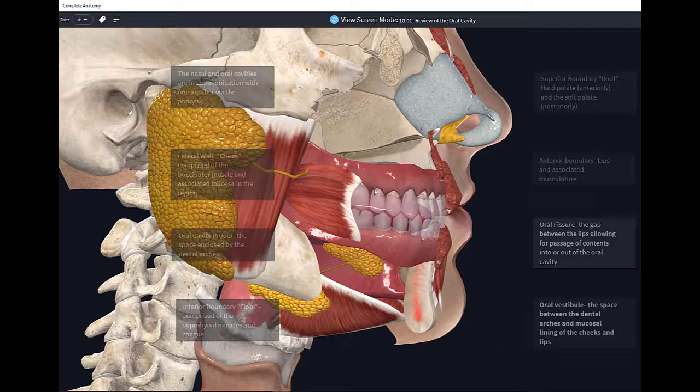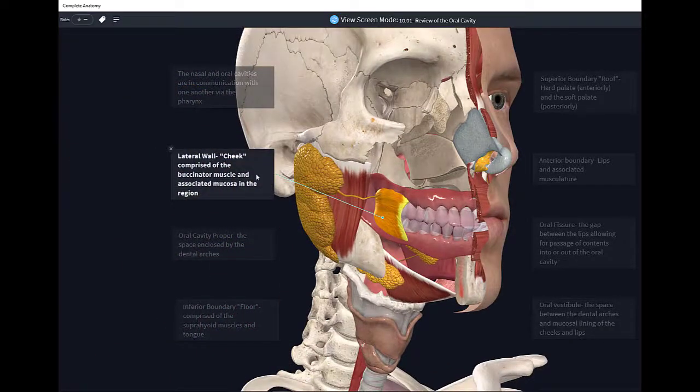That is the gap between your lips that allows, of course, for the passage of food and drink. The oral vestibule describes the space which is between your dental arches and the mucosal lining of the cheeks and the lips. So it's basically this little gap that you sometimes might get food caught in, between your gingiva and your upper or lower teeth, or in your cheeks.